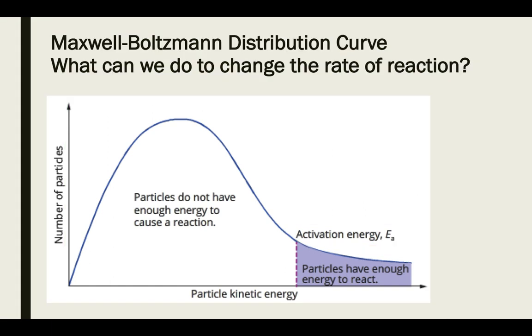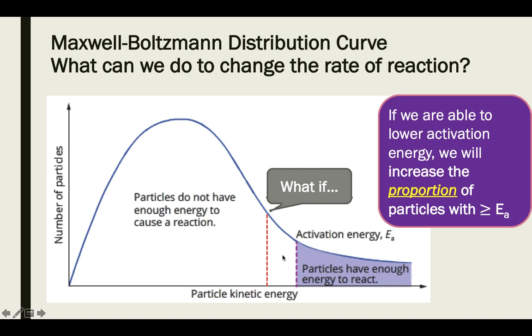Now, what can we do to change the rate of reaction? We talked about before, we can choose to lower activation energy. So how would it look on this distribution curve? Well, we can see that our activation energy is here, and currently there's only a small proportion of particles with sufficient energy to react. What if we lower the activation energy to here? Did you see that if we lower the activation energy, then there's a larger proportion of particles with sufficient energy to react? All right.